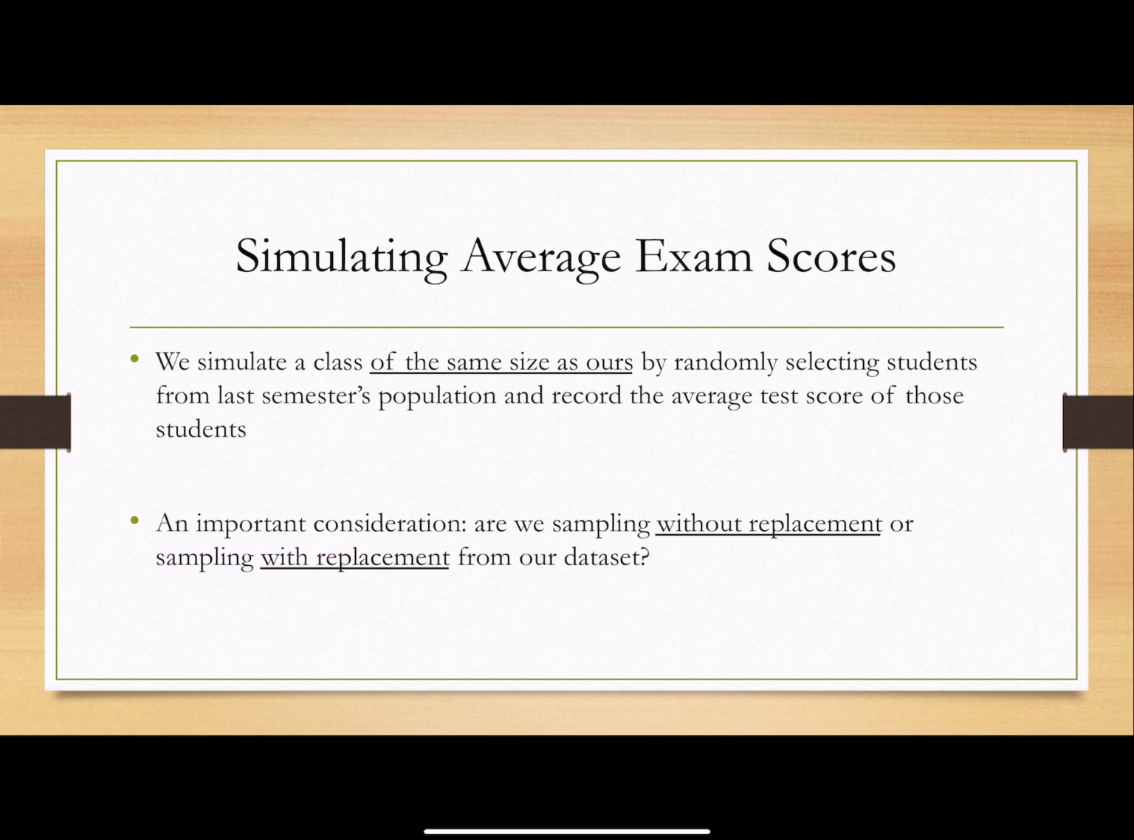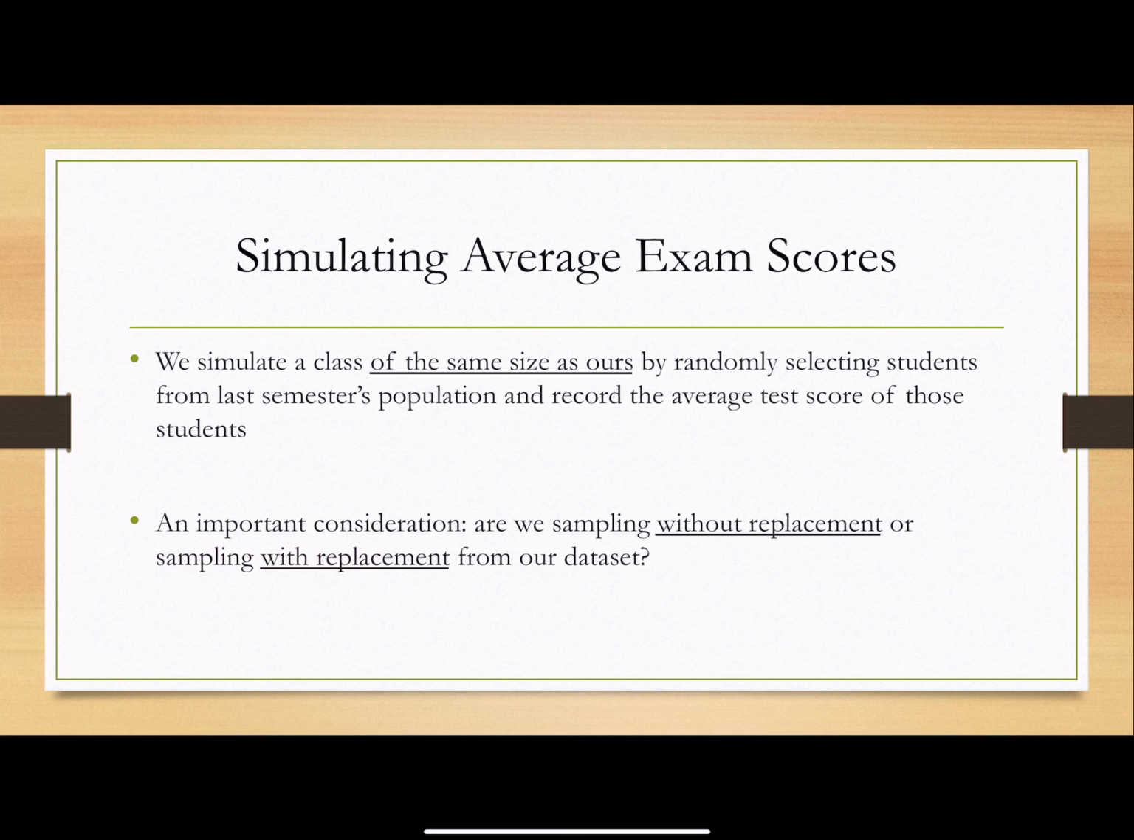So what we're going to do is use our guru. We're going to create a class of the same size as ours. And we are going to do that by randomly picking people from last semester. And then we are going to record what the average is for that simulated sample. And then we are going to compare that to what we got now in our actual class.